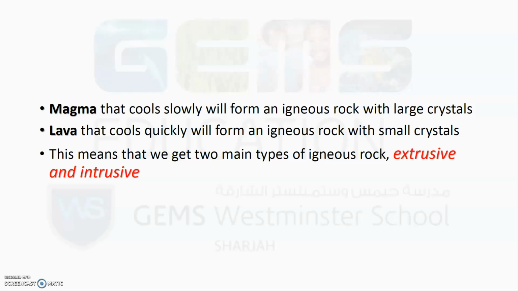Okay, so this means that we get two main types of igneous rocks, extrusive and intrusive. Extrusive is when lava cools on the surface. Intrusive is when the rock cools inside. So magma is inside the earth, and when the rocks cool inside the earth, that is intrusive, meaning magma cools the rock inside the earth. The lava cools the rock outside the earth. Extrusive.